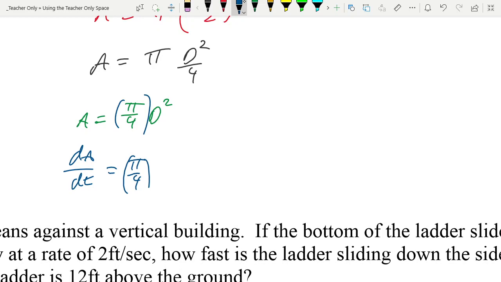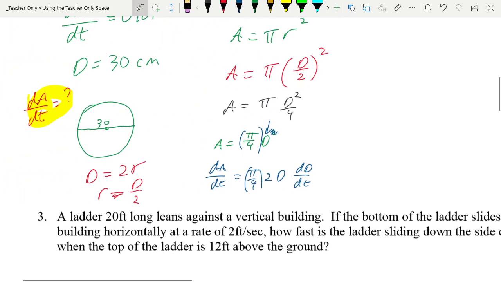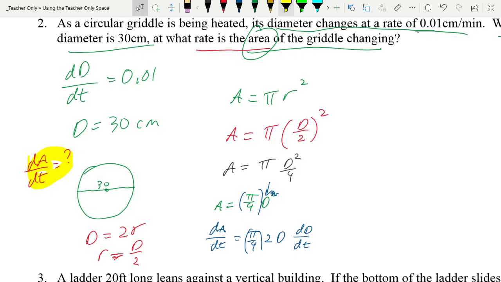Now, the derivative of d squared, so the 2 would come out to the front, leave the d alone. Okay, we did the squared. What have we not done the derivative of? D. So the derivative of that would be dd dt. All right. Yes, this is looking good because we said, what is the thing they want us to find? dA dt. It's in our problem.